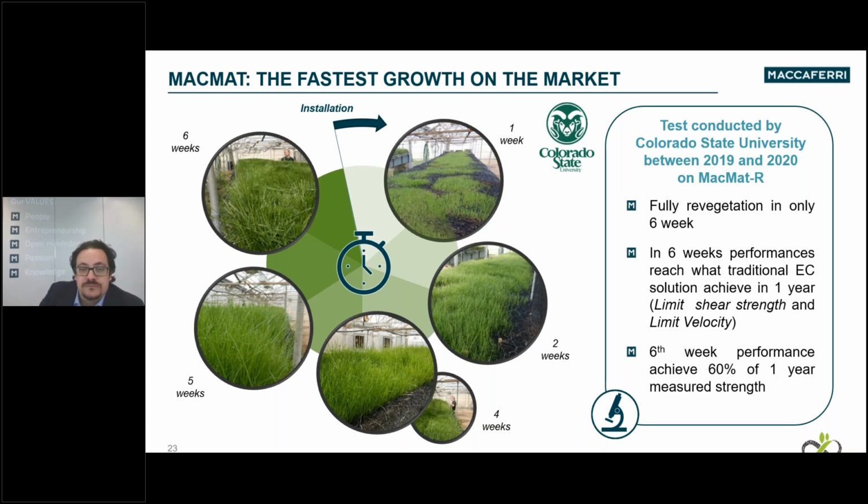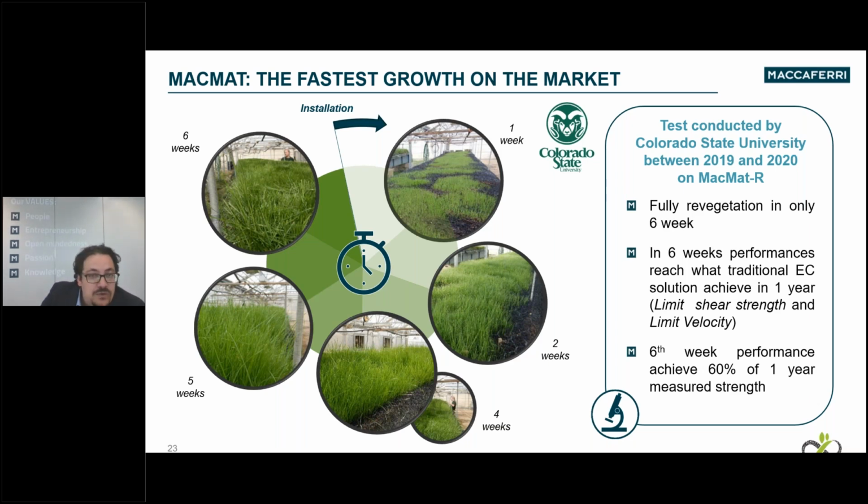So the best performance typically is achieved by 6 weeks, because more or less at 6 weeks you achieve the 60% of the vegetation growing that you will have in 1 year. This achievement for us was more or less after only 2 weeks.